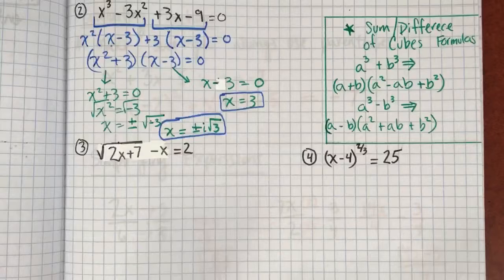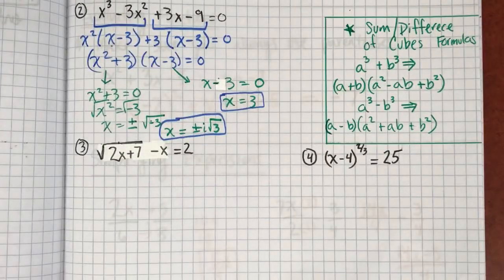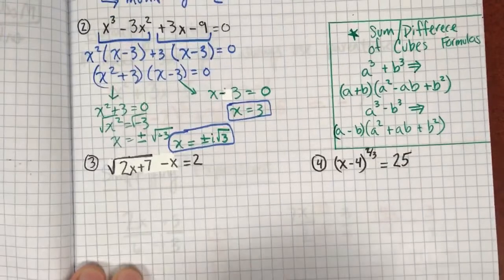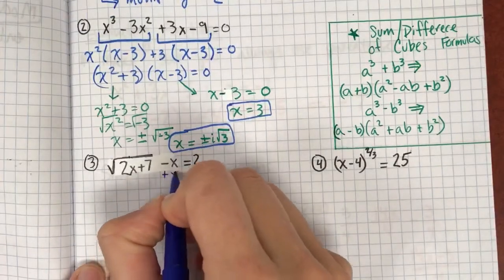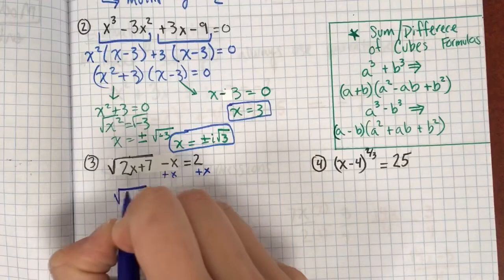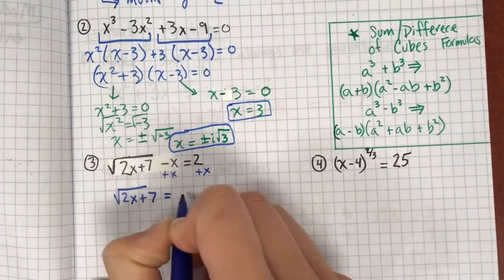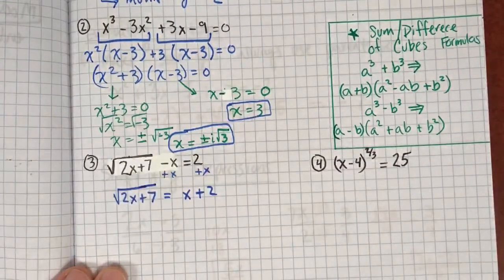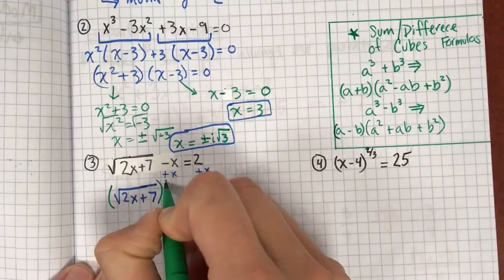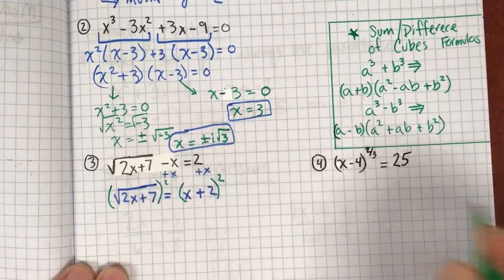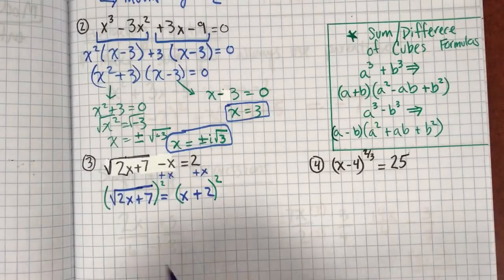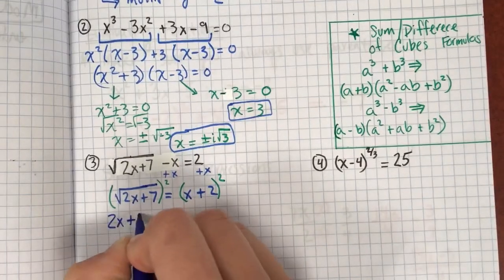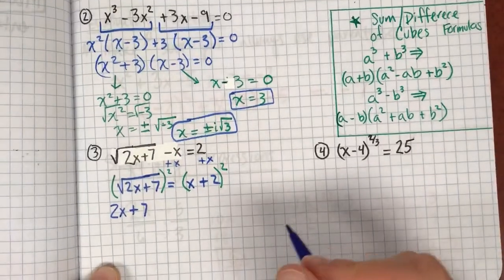All right, next we're looking at a square root function. So first we're wanting to get our square root by itself. So I'm going to add x to both sides. So square root of 2x plus 7 equals x plus 2. And now we are going to want to undo our square root. So to undo it, we're going to square. So we square that side and we square the right-hand side. This will undo our square root, and I'm just left with 2x plus 7.